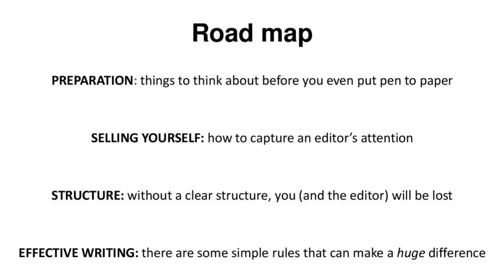So we have a roadmap for successful academic writing. Things to do, things to think about before you put pen to paper, things to do before you even start to write. How you can sell yourself, how you can sell your message to an editor, how you can capture the attention of an academic editor, and how you can develop a clear structure for your academic writing. Message, audience, and structure are the three things to know about before you start to write.